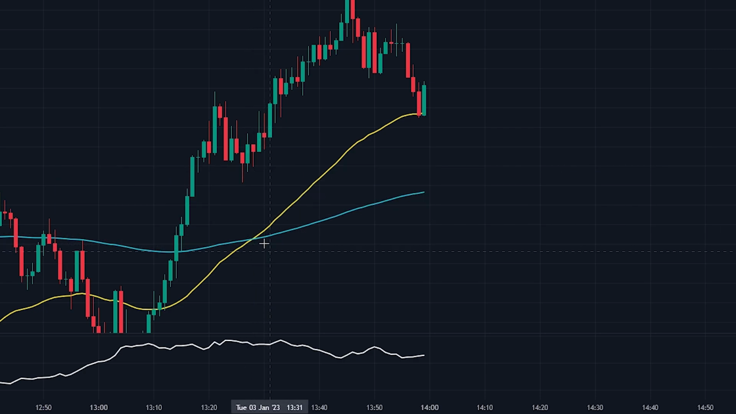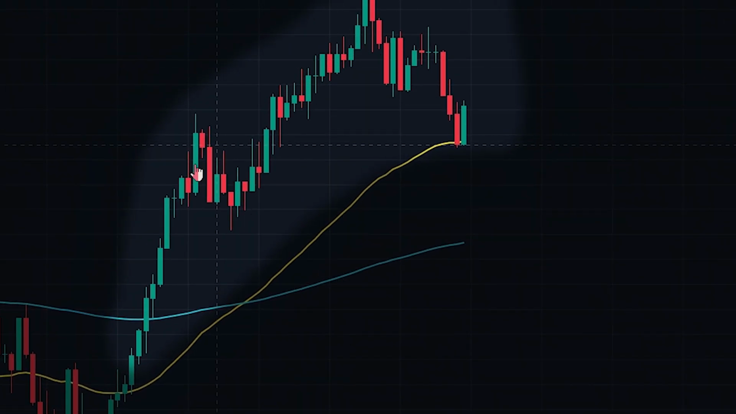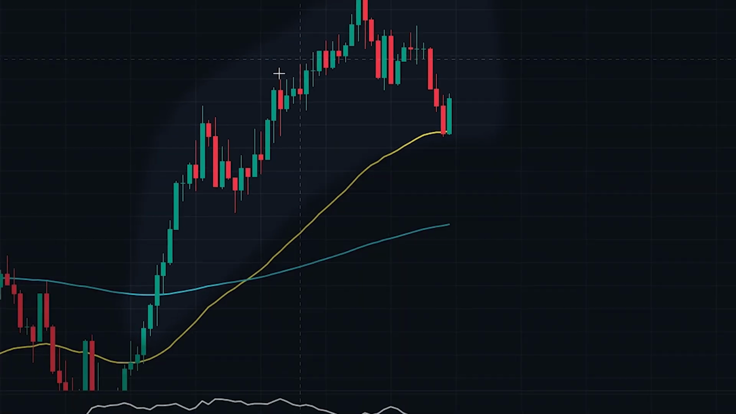bullish trend. We will also need to make sure that the price is trading above the 50-period EMA. This indicates that the price is pursuing the bullish trend. This also can prevent taking trades in a ranging or sideways market.